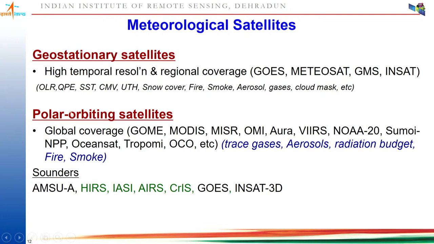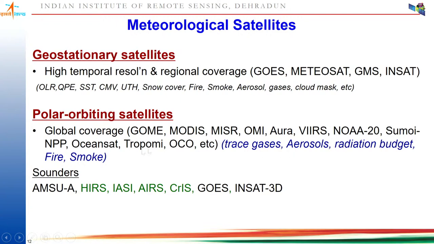Then also we have the polar orbiting satellites. The polar orbiting satellites are sun synchronous satellites, and they have global coverage. Geostationary has regional coverage. This has global coverage. To name a few, I have listed here GOME, MODIS, MISR. These are the sensors used for the study of trace gases and aerosols. Of course, the fire and smoke components are also embedded in that. I have listed here: radiation budget, fire, smoke, trace gases, aerosols.